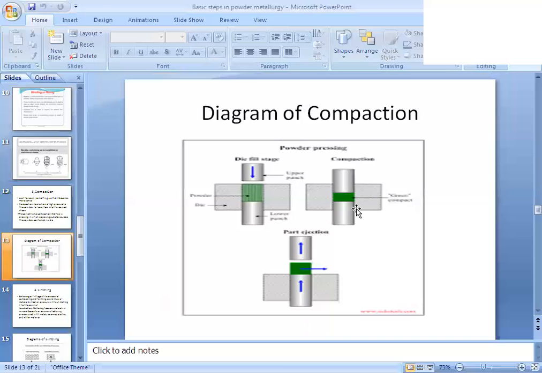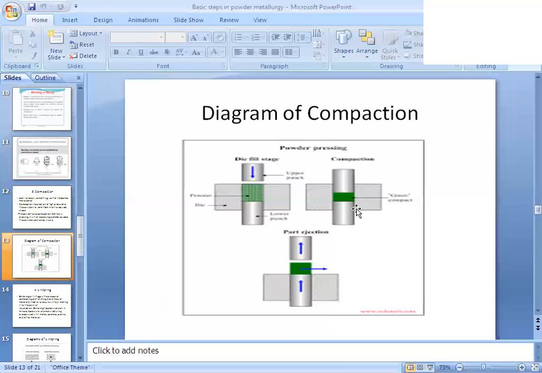That is the first step. We put the sand or metal powder in, and keep the upper punch on the metal powder. Second, you can see here that we are pressing, which means compaction is happening, and we apply the force.